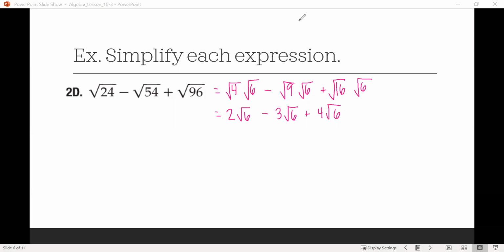Well, what do you know now? All of the terms have like radicands. So now we would do 2 minus 3, which is -1, and then -1 plus 4, which would be +3. And our radical is still the same, radical 6. So it's 3 times radical 6 is our final answer. Okay.